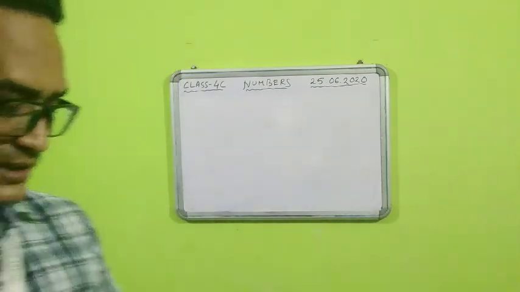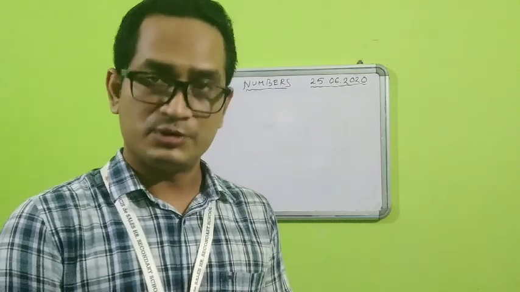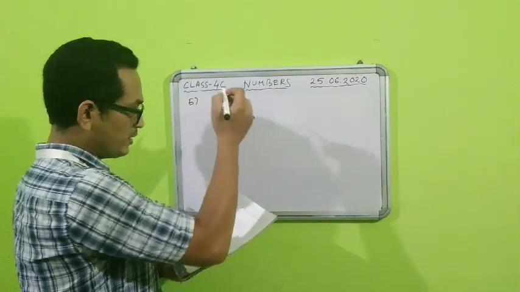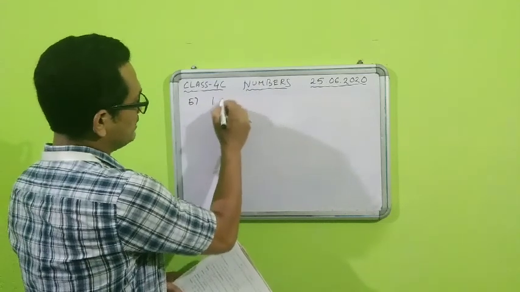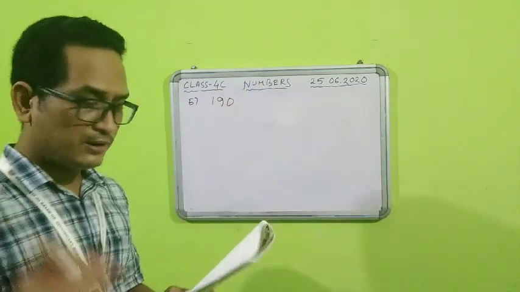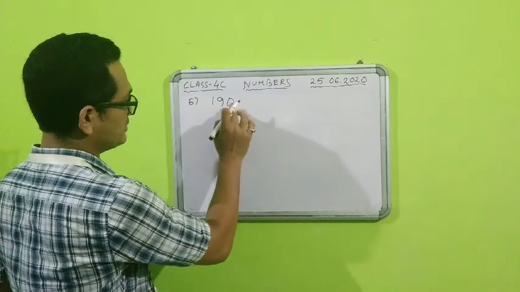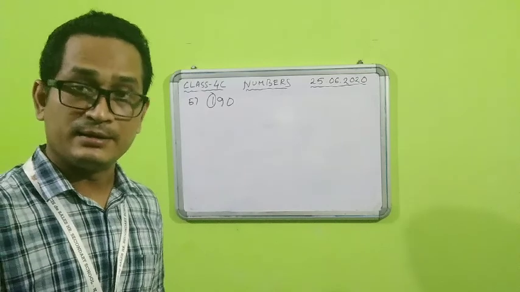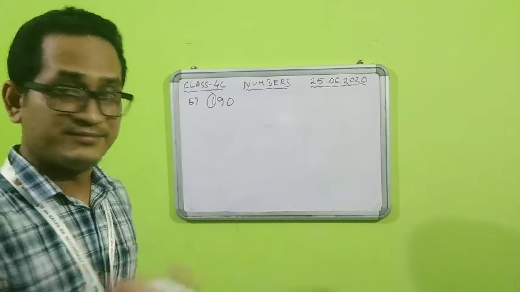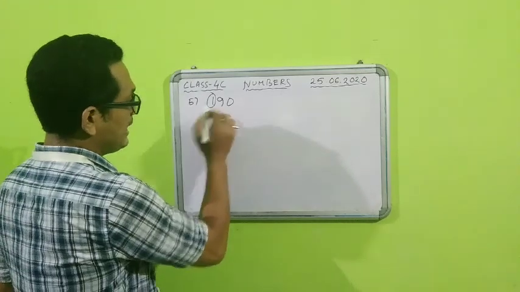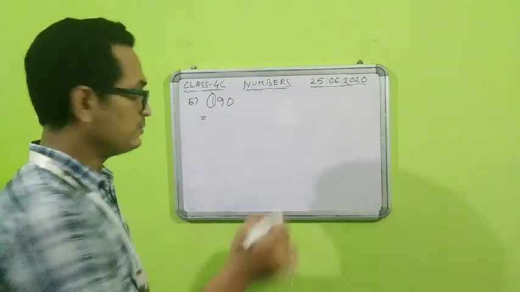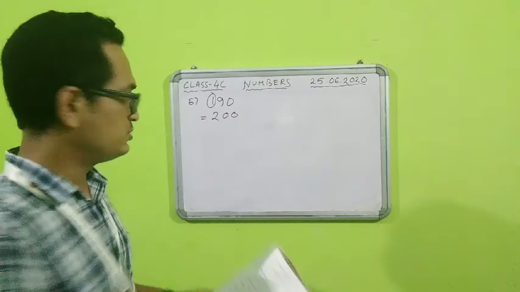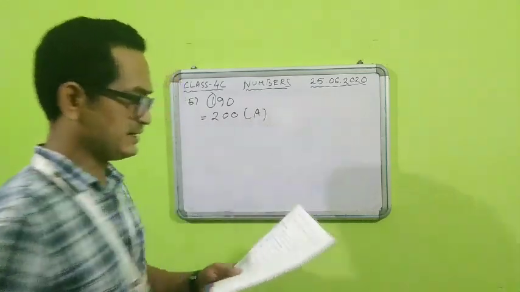Question number 5. Please turn to page 27. Question number 5 is 190 rounded off to the nearest 100. Now 190, we need to round it off to the nearest 100. So which is the hundreds place? 1, the hundreds place. On the right hand side, what is there? 9. So 9 is greater than 5. So what do we have to do? We have to add 1 to this 1. That means it will become 2. And the other digits will become 0, 0. So it will be 200. So that means option A will be correct.